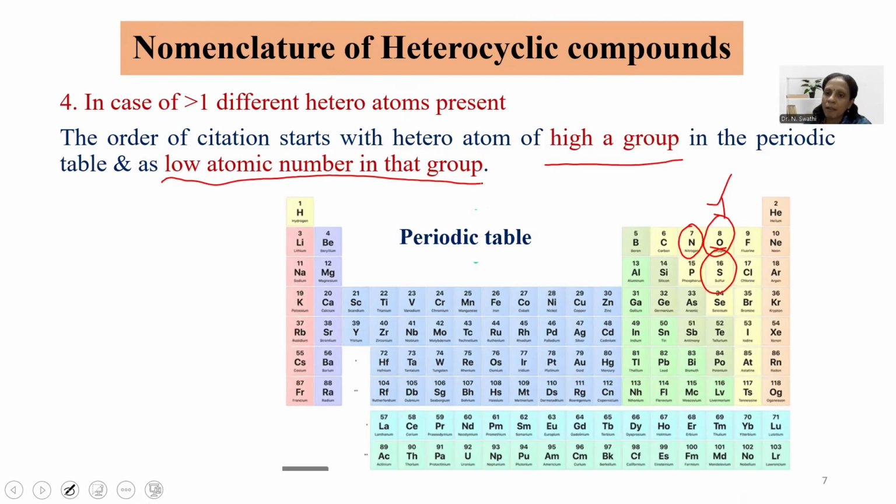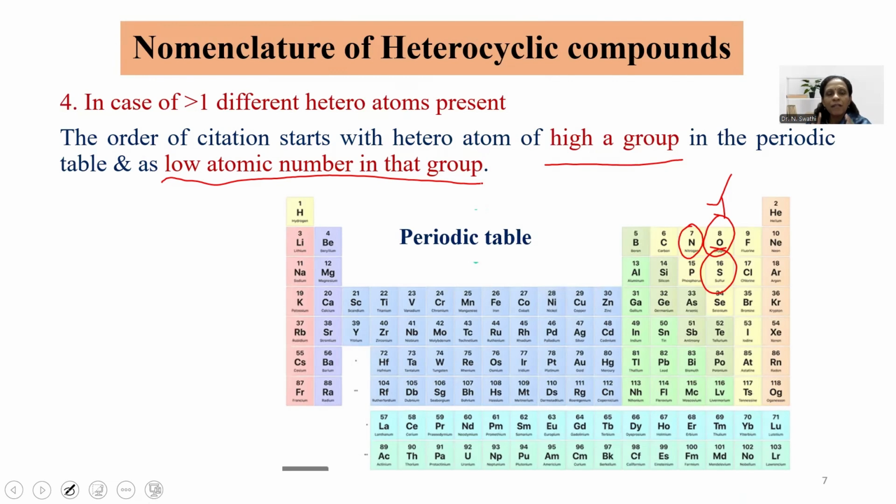So we have to consider oxygen, which has a lower atomic number when compared with sulfur. So that should be given priority and we should start numbering from oxygen. Then we'll move to sulfur and then to the carbon system, if it is present in the given heterocyclic compound. So when 2 different heteroatoms are present which belong to different groups, then we have to see the heteroatom which belongs to the higher group number. That should be given the priority.